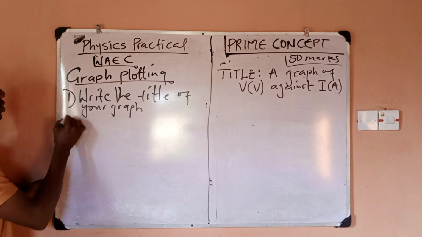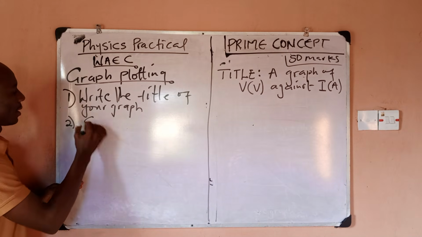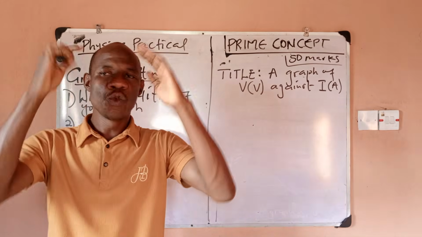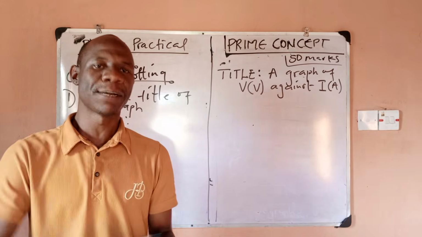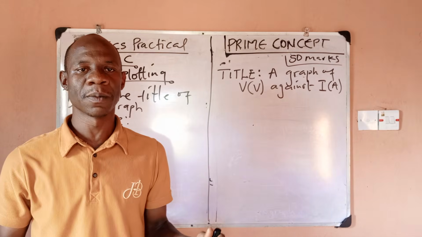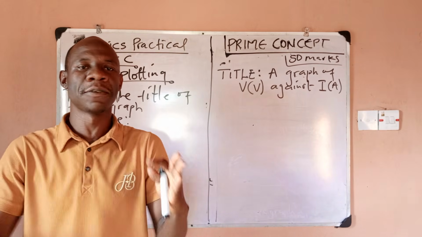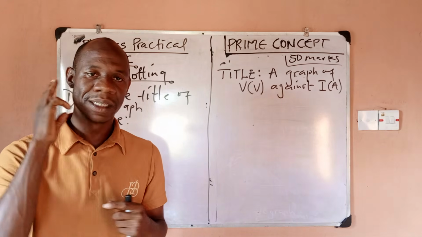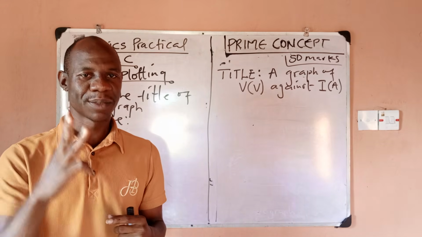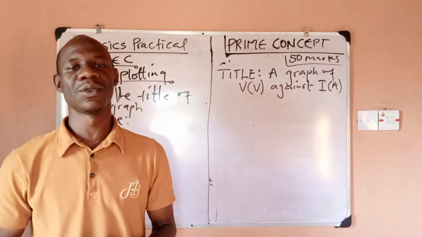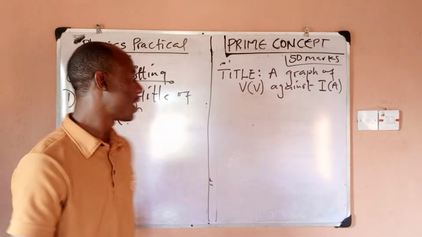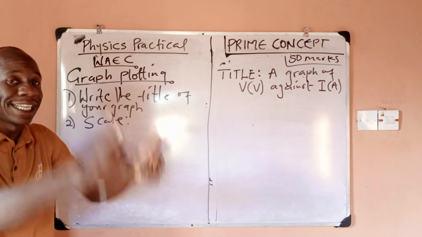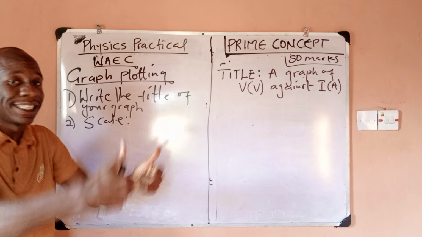The next thing I need you to write is your scale. This is where a lot of students have a challenge, and I'm going to clear that challenge in this video. After now, you will never be unable to choose a scale for any graph. I'm going to give you what I call the 3 magic numbers. Trust me, with these magic numbers, you can never fall into the trap of choosing scale again. Now, how do you write your scale? Not how to choose it, but how do you write it?